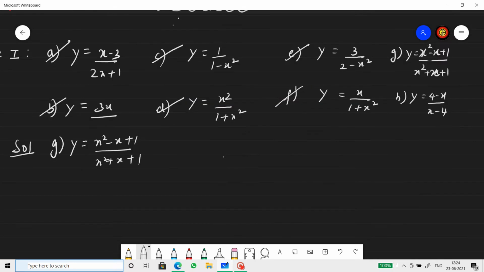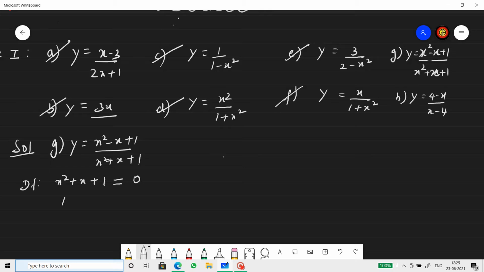So next is the G question. y equals x square minus x plus 1 divided by x square plus x plus 1. Let's discuss the domain. Domain will be all the values that don't make the denominator 0, right or not? So can there be anything that makes x square plus x plus 1 equal to 0? Let's check.